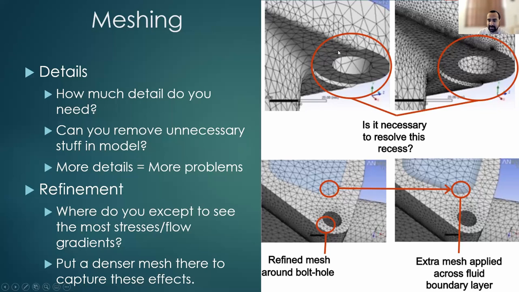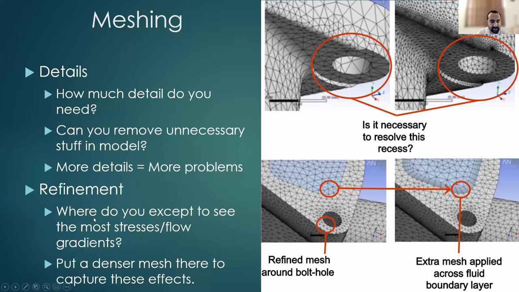For example, in this little demonstration piece right here, you have this little sharp corner that transitions to the circular face. Do you need that corner? If not, then you might as well just get rid of it and make this a smooth surface, because if you leave it in, ANSYS will try to capture the unique characteristics around that sharp corner, and it will add a lot of elements there that might not be needed at all.